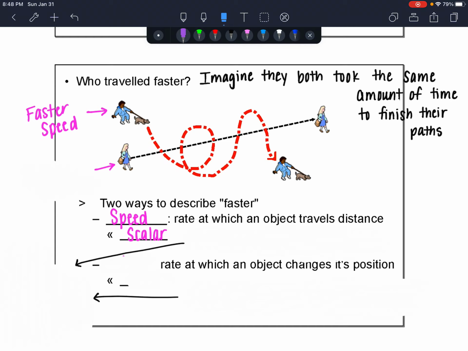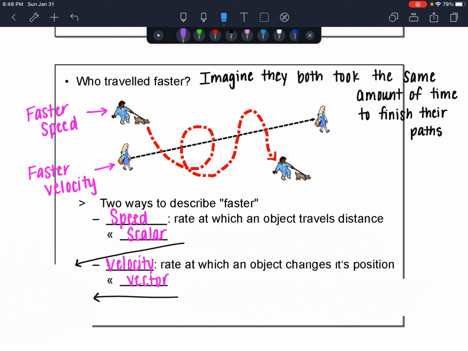So what about this girl who follows the straight line? How would a physicist interpret her motion? Well, she would have the faster velocity, because while she didn't travel as far, her displacement was in fact greater than the boy walking the dog. So her velocity must be greater than the boy walking the dog. Let me explain. Velocity is the rate at which an object changes its position. So the more that a position changes in a certain amount of time, the higher the velocity. Since displacement is a vector quantity, it depends on direction, so velocity is also a vector quantity.